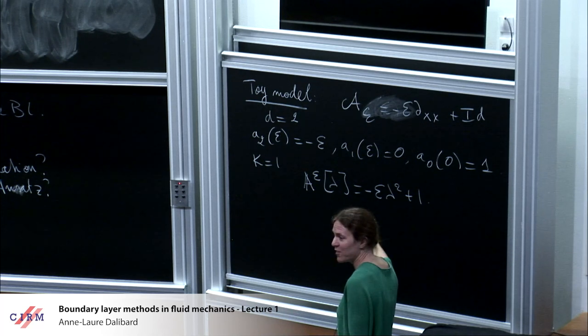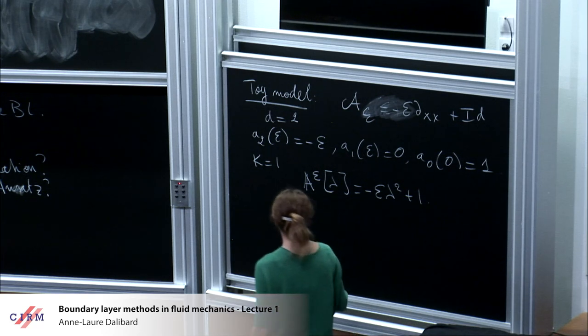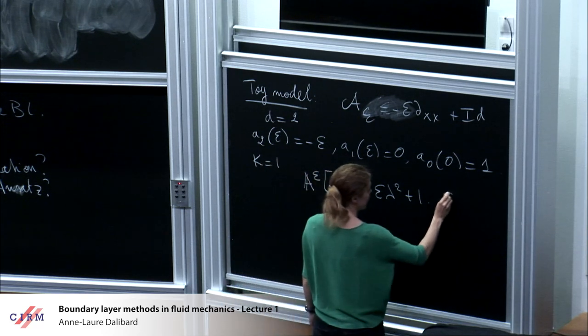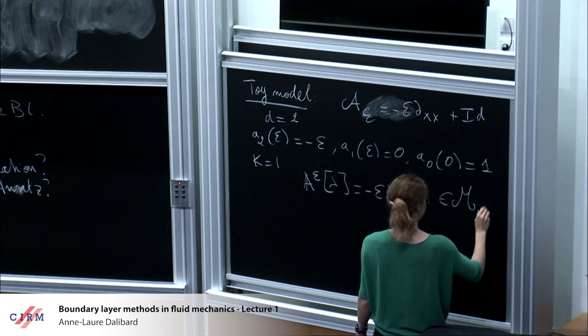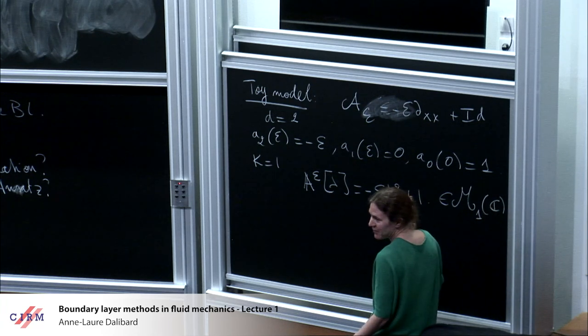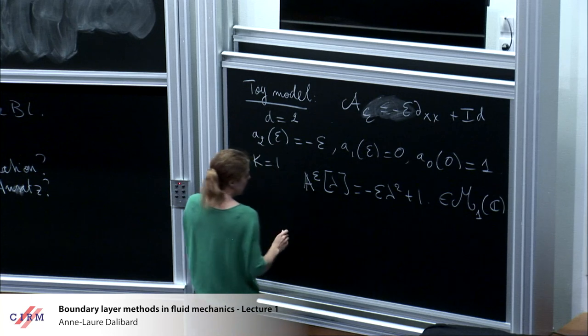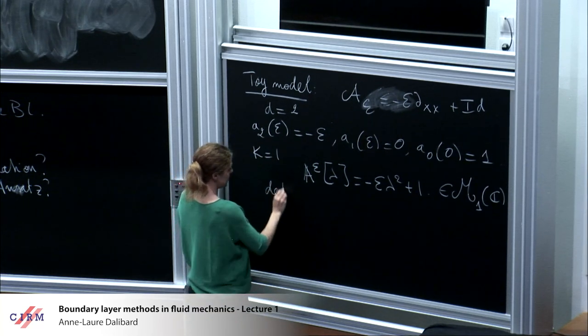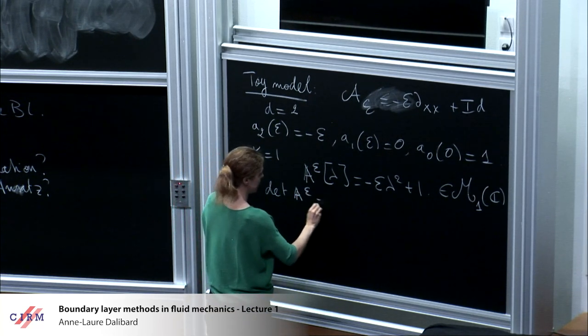But in that case, it's a 1-by-1 matrix, so the determinant is itself. So the determinant of A epsilon is A epsilon itself.